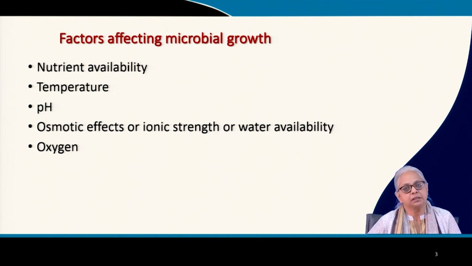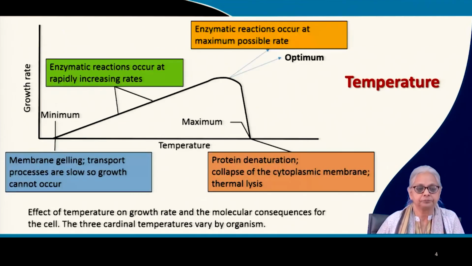We have already seen the factor of nutrient availability. We've gone through the law of the minimum. So we'll now move to temperature, pH, osmotic effects, which can also be considered ionic strength or water availability or water activity, and finally oxygen.